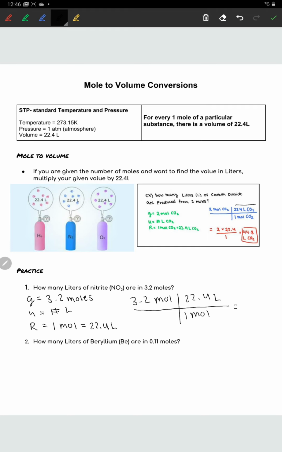So what we're doing is we're doing 3.2 times 22.4 divided by 1. What we should get for the answer here is about 71.68. The units for that, since we're crossing out this mole value, we're left with liters. So we have liters of nitrite, so liters of NO2.